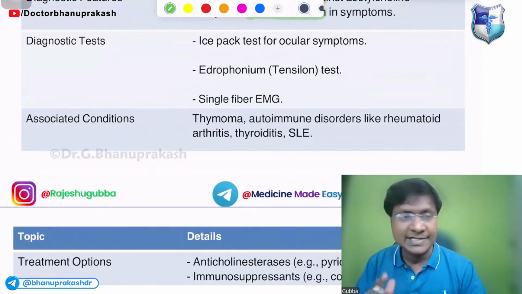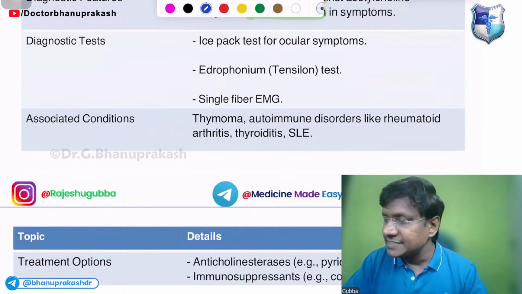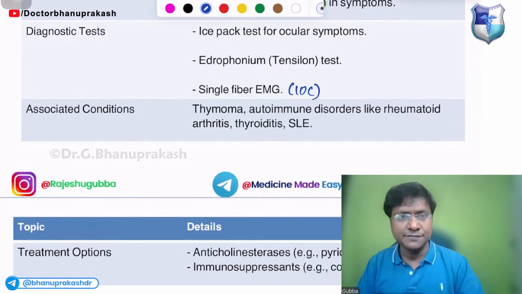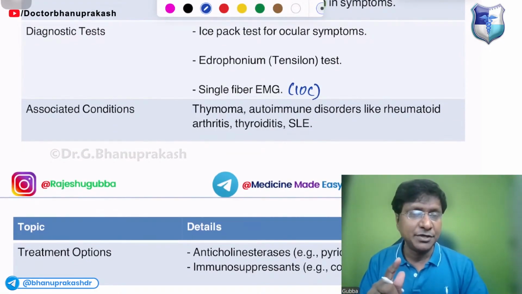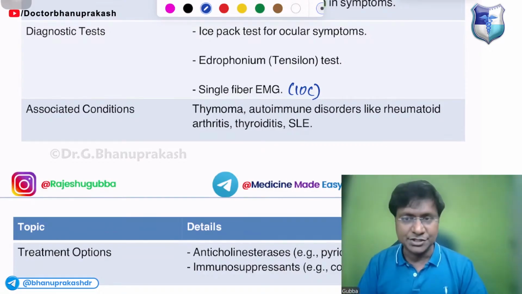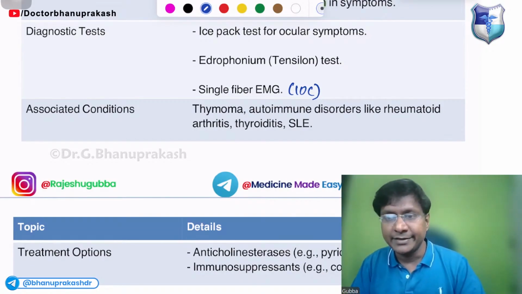But what exactly is the investigation of choice? The investigation of choice in these patients will be single fiber electromyography. That will be the investigation of choice. What single fiber electromyography will show you is a decremental response on repeated stimulation. That is what is called single fiber electromyography.